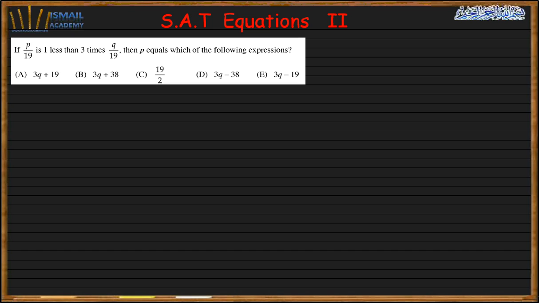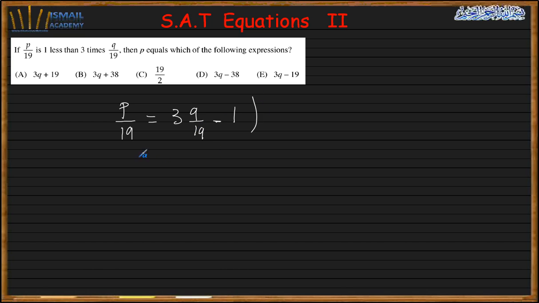So today we're going to do equations, second part. So let's start with the first question. If P over 19 is 1 less than 3 times Q over 19, so I put minus 1 here because it's less, then P equals which of the following expressions?